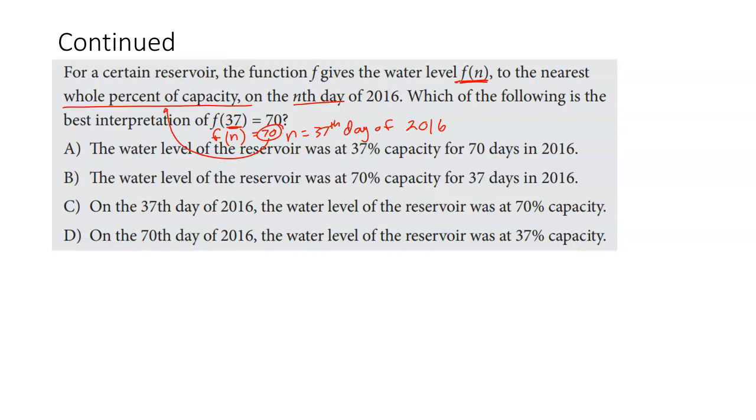So here, option A, the water level of the reservoir was 37%. No, we don't know that. Our water level was 70%. The water level of the reservoir was 70% for 37 days. It's not 37 days. It's the 37th day. On the 37th day, okay, that looks good. The water level of the reservoir was at 70%. That's the one that matches up.